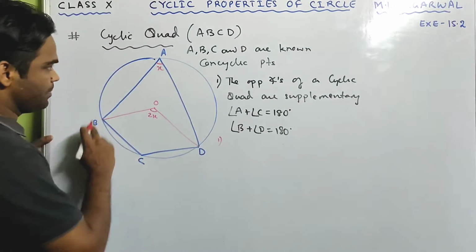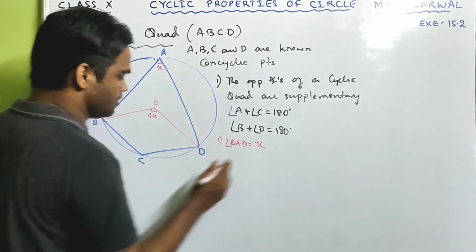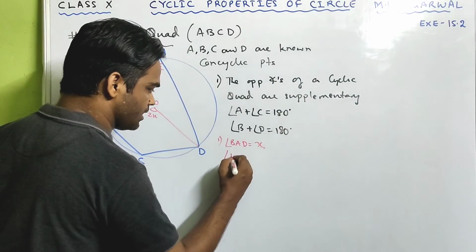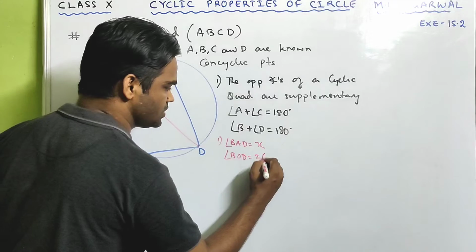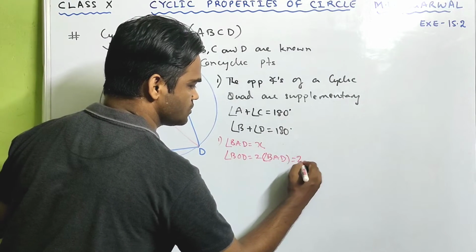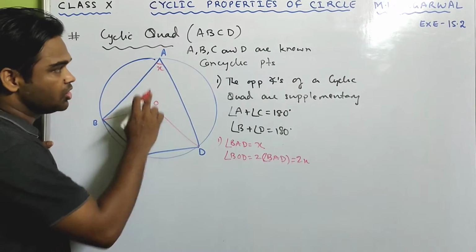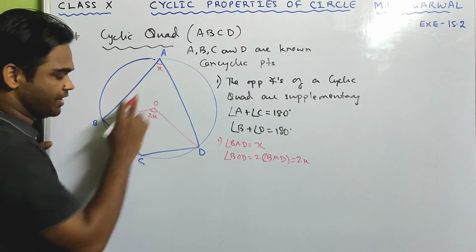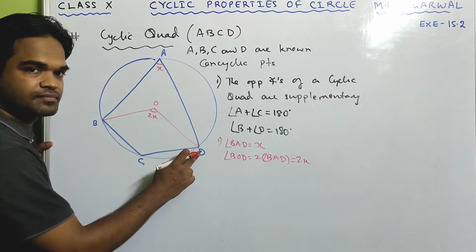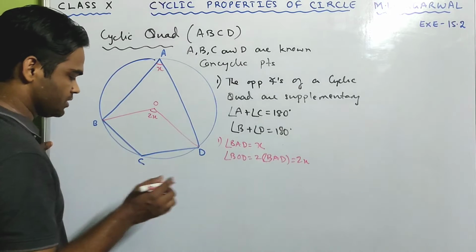Remember? Suppose angle BAD is x, then angle BOD will be twice of BAD, which is twice of x, isn't it? Angle at the center is twice the angle at the circumference. Look at the same segment BD. Okay, now look similarly. Same logic we'll use.